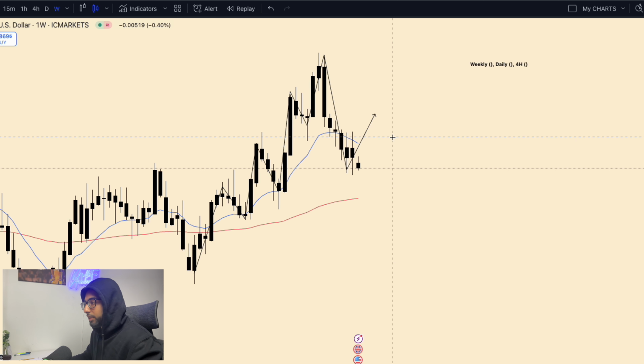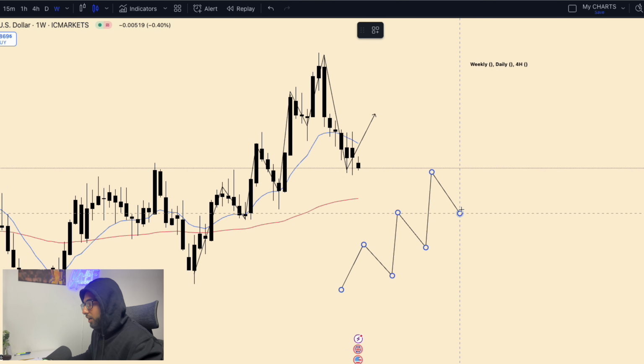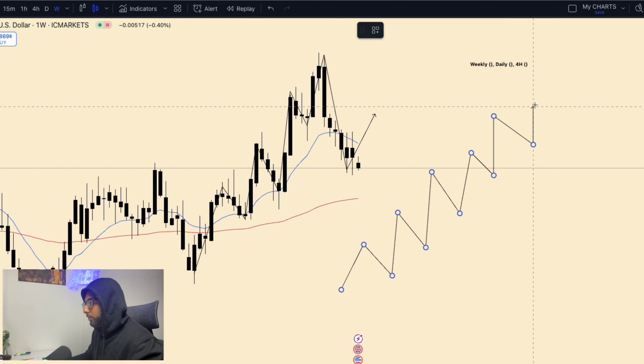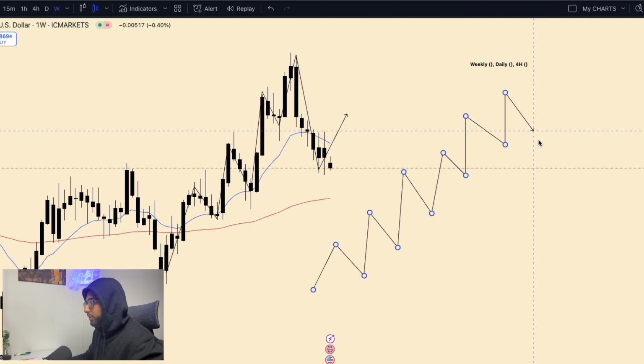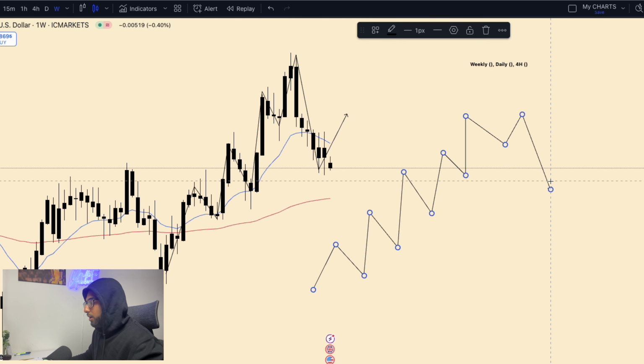Okay, but in reality, what we're looking for is if price is going on an uptrend, right? We want to see higher highs, higher lows, higher highs, higher lows, right? That's what we want to see. But as soon as we see price create a lower low, we are changing our trend bias.